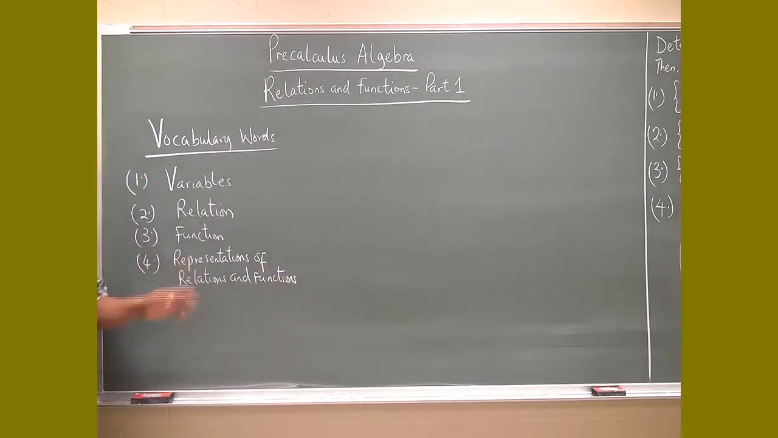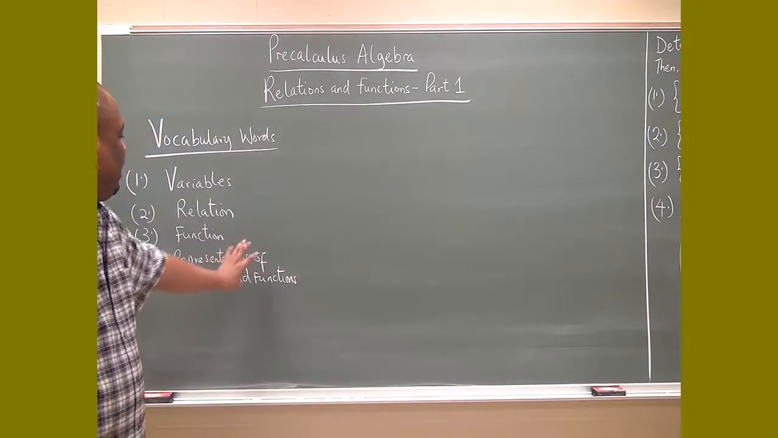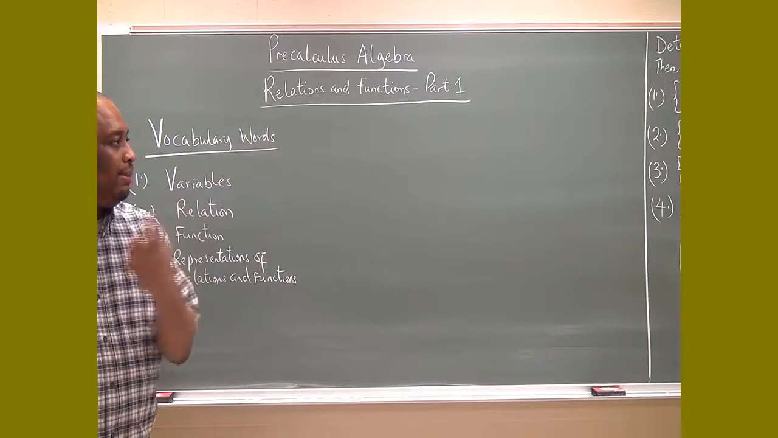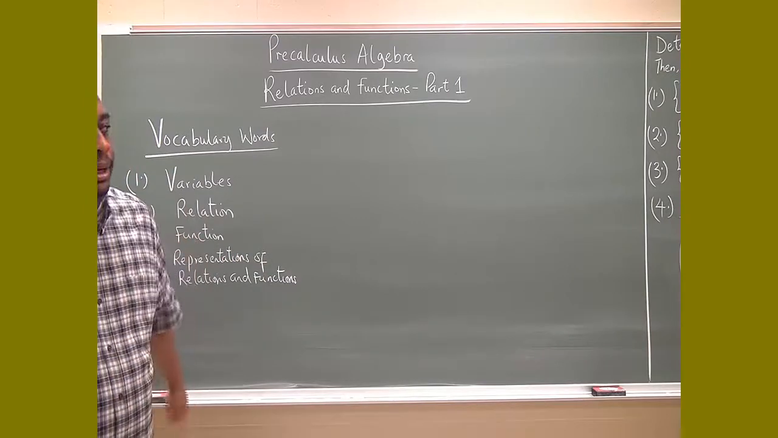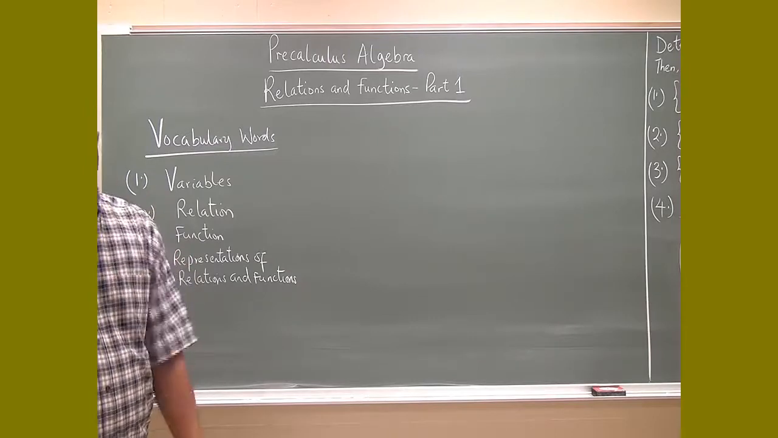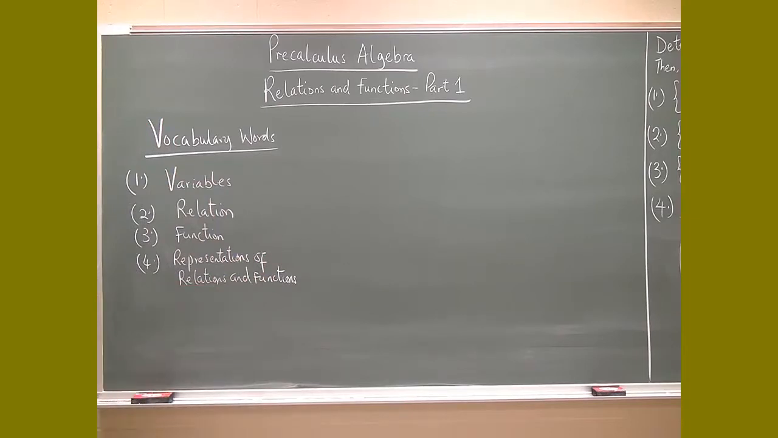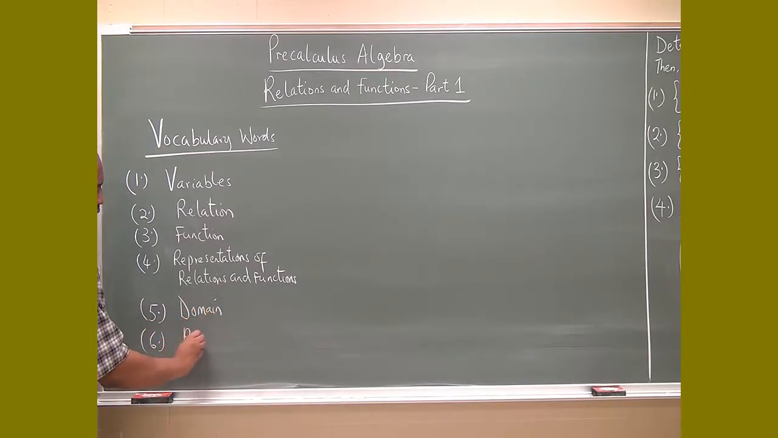Okay, in this case, we shall talk about a table, mapping, graph, ordered pair, and equation. Five things we shall discuss under number 4. Then number 5, we talk about domain and range. And we express the domain and range in set notation.